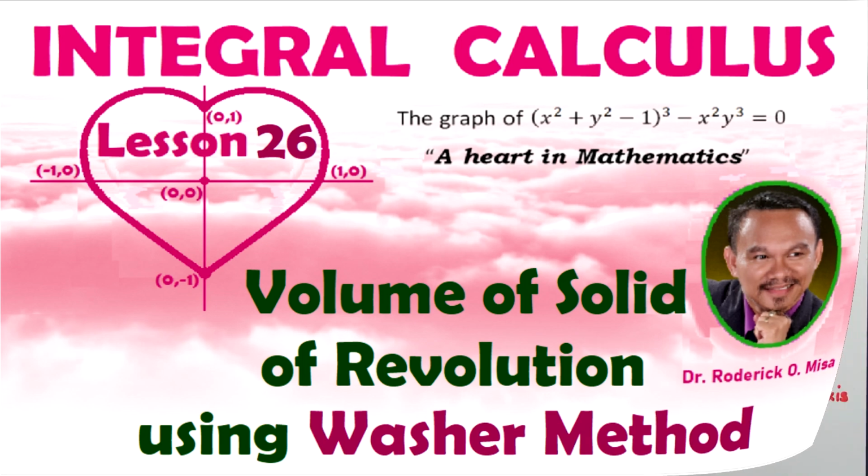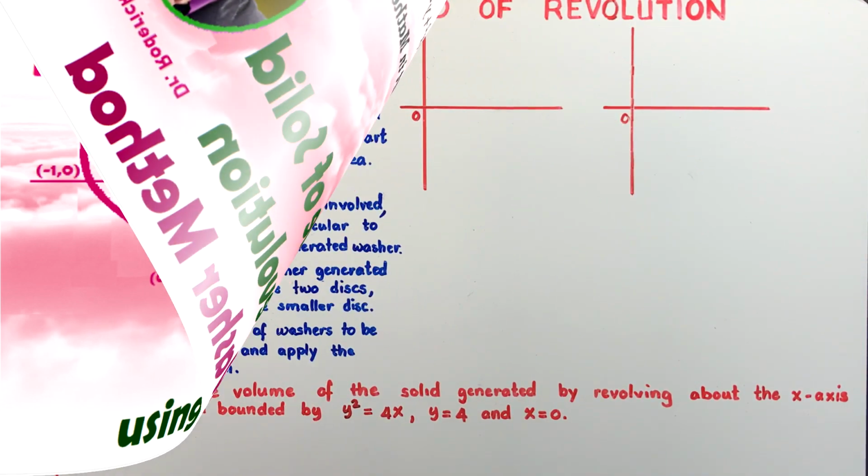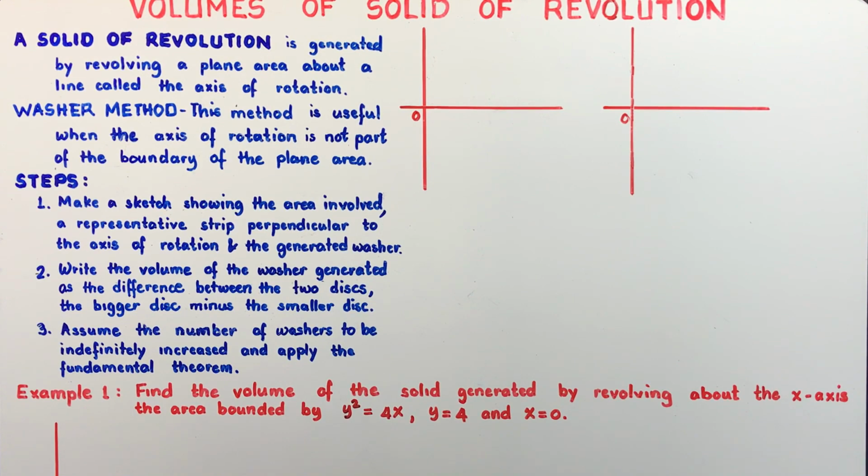In this video, I will be discussing volumes of solids of revolution. So what is a solid of revolution? A solid of revolution is generated by revolving a plane area about a line called the axis of rotation. At this time, we will be using the second method of finding the volume of the solid of revolution, and this is the washer method.